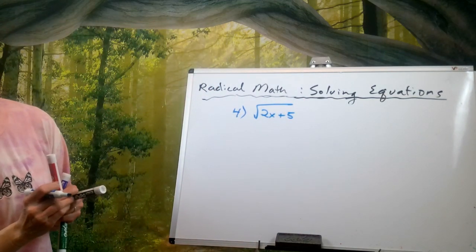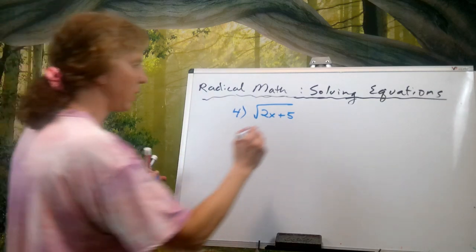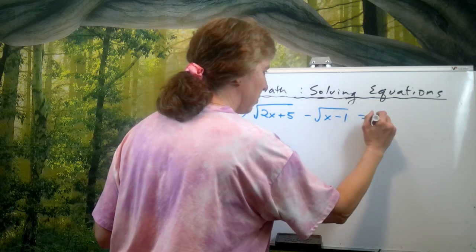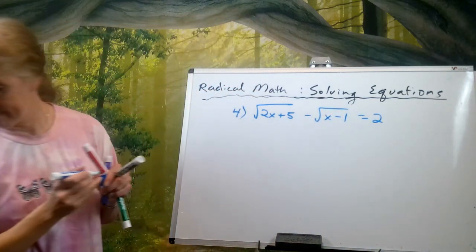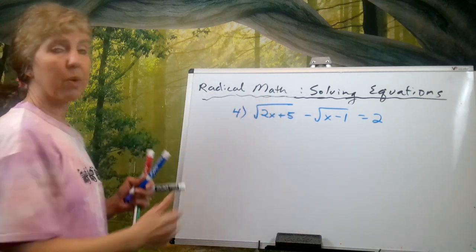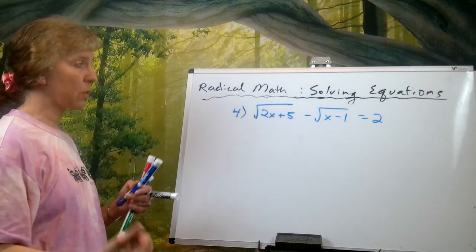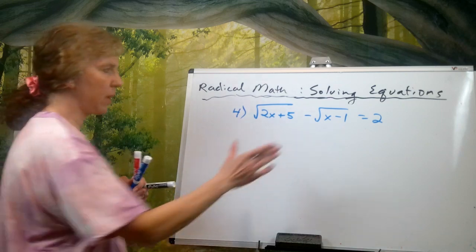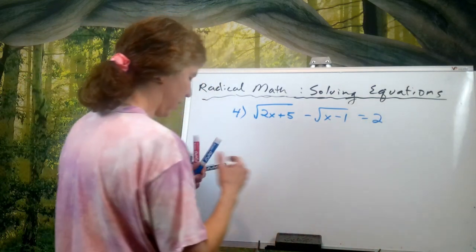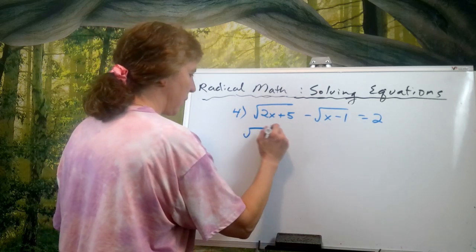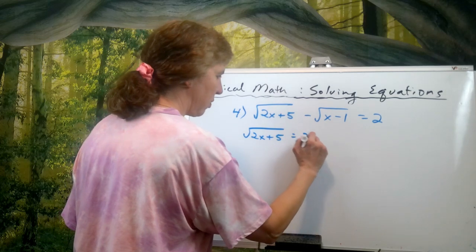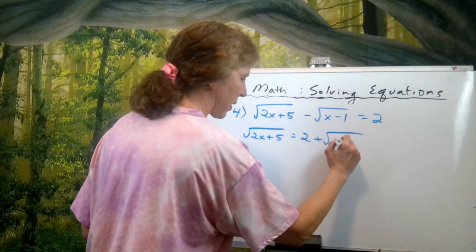Minus the square root of x minus 1 equals 2. Okay, again, I have 2 square roots on one side. I could square right away, but it's easier mathematically to move one of them, so I'm going to add this one to both sides. I do that, I end up with root 2x plus 5 equaling 2 plus root x minus 1.